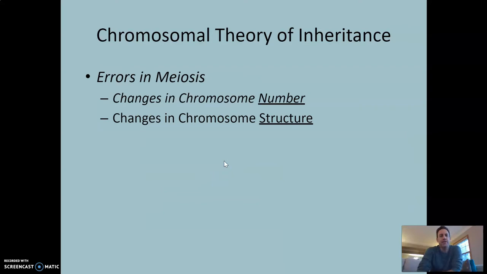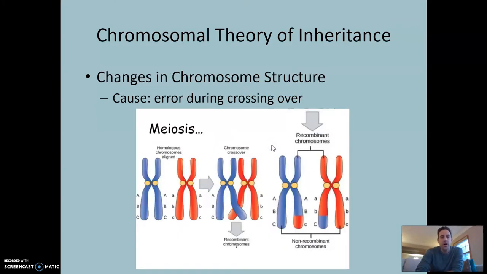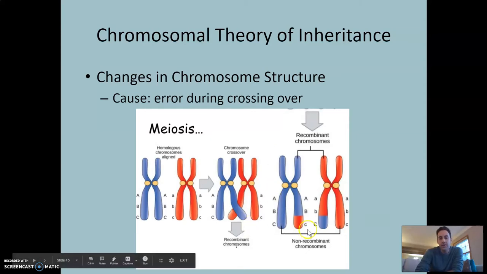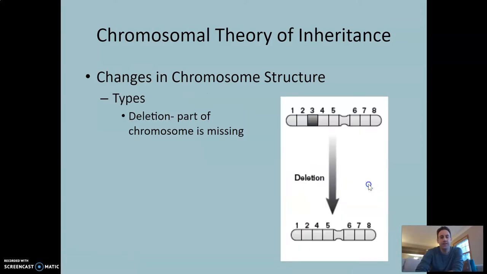Another type of error that can happen in meiosis, so we just went through changes in chromosome number. Another type is changes in chromosome structure. So the cause here is an error during crossing over. Crossing over, remember, happens in prophase 1 of meiosis, and so just little bits of DNA are swapped. Well, there's different ways that mistakes during crossing over can result in a problem.